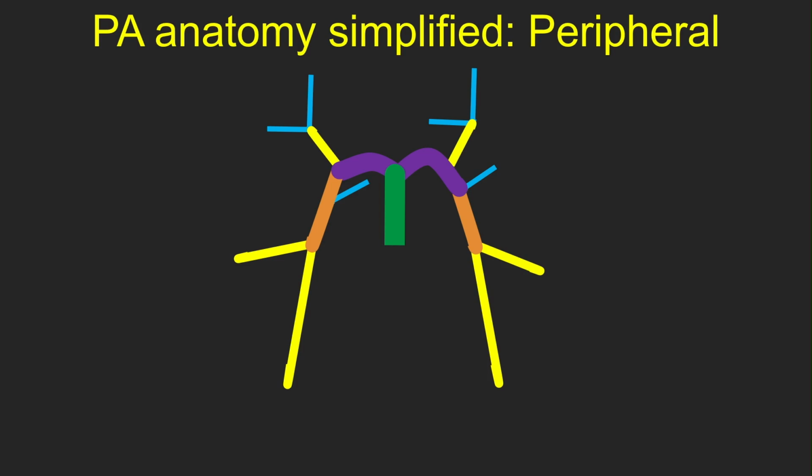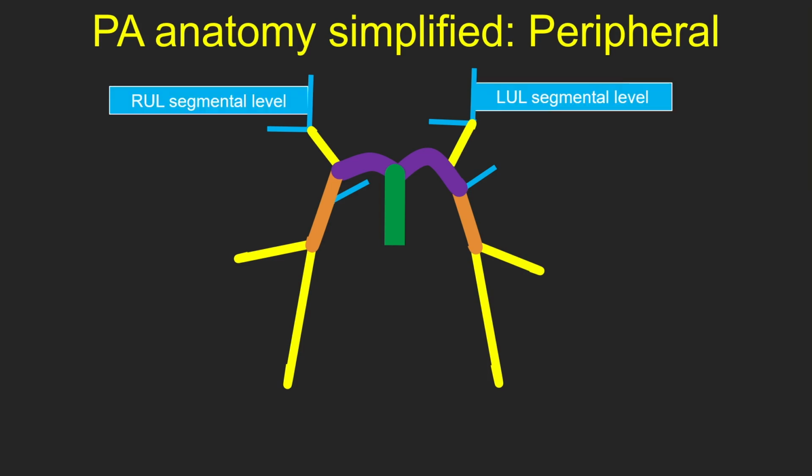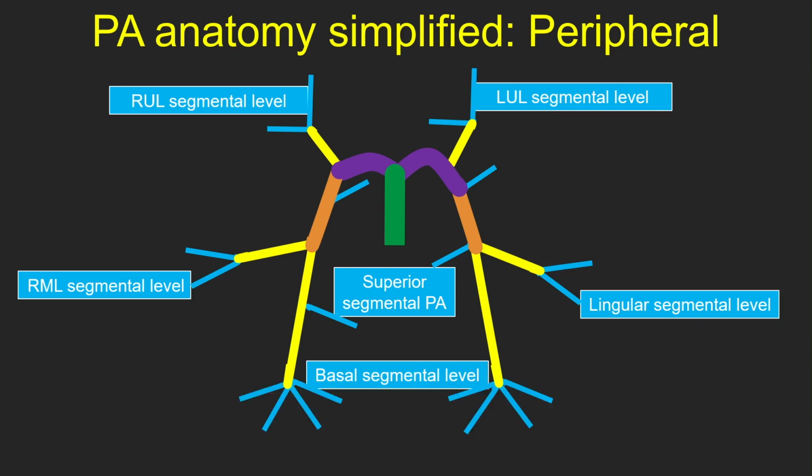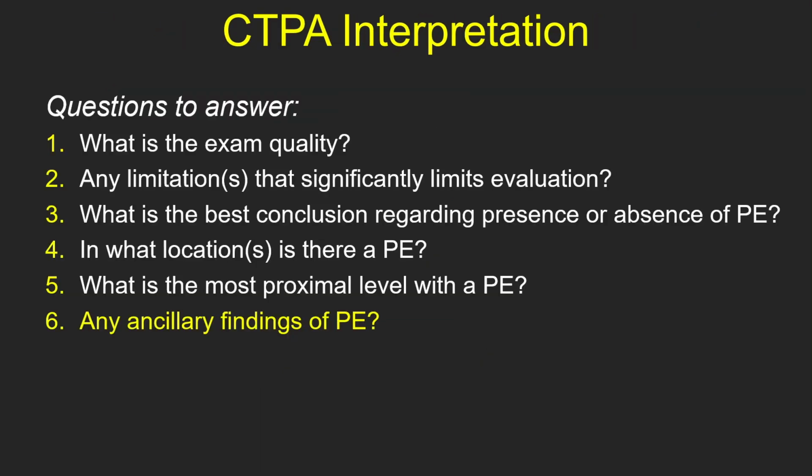Next, let's look at the peripheral levels. The segmental levels are in blue, starting with the upper lobe segmental levels, then the right middle lobe and lingular segmental levels, next the superior segmental PAs, then the 4 basal segmental PAs on each side, which are important to look at while assessing quality of the exam. Subsegmental level is not shown, but is beyond the branch point of a segmental level.